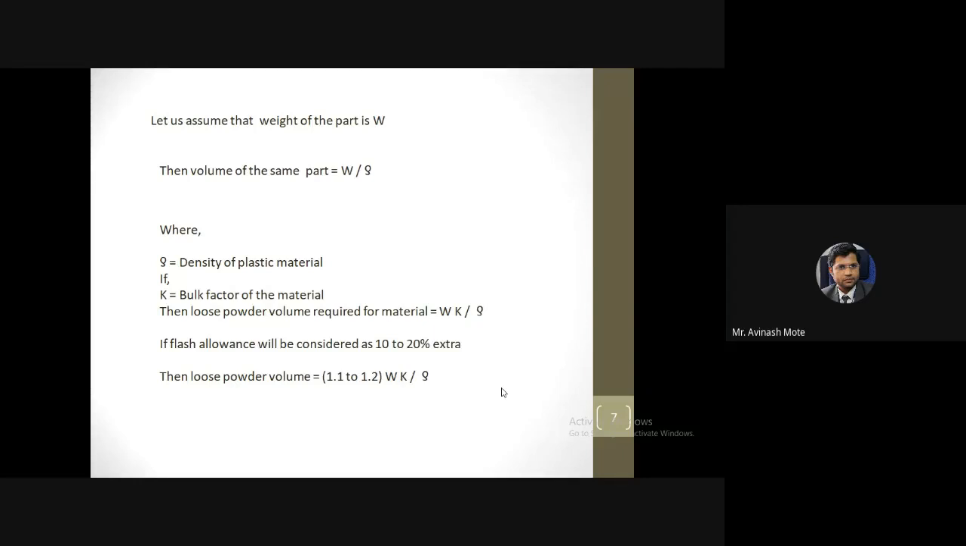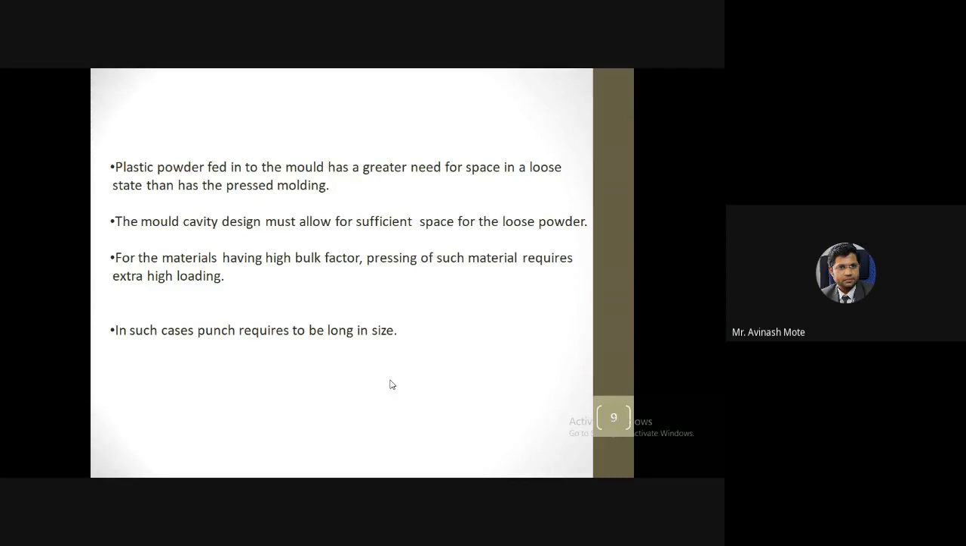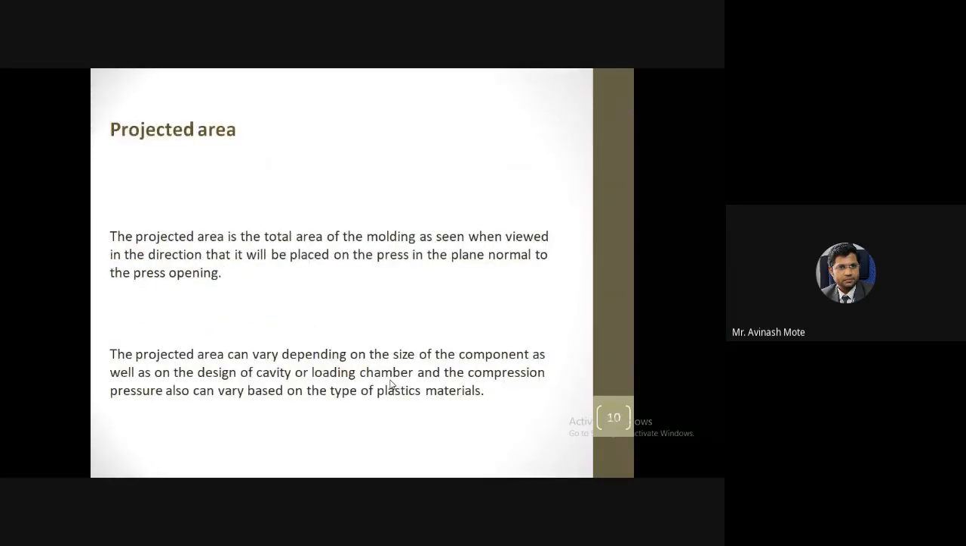So finally, the loose powder volume, or the loose material or raw material volume, can be calculated like this: 1.1 into 1.2, which will take care of the extra material, times WK divided by density. W is the weight of the product, K is the bulk factor. The dimensions of the powder are also important. I told you the meaning of coarse powder and fine powder. And then we have gone for the projected area.